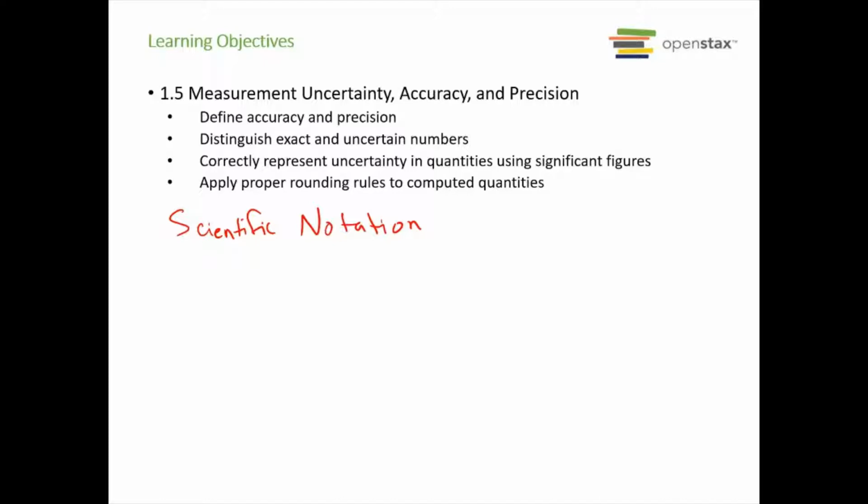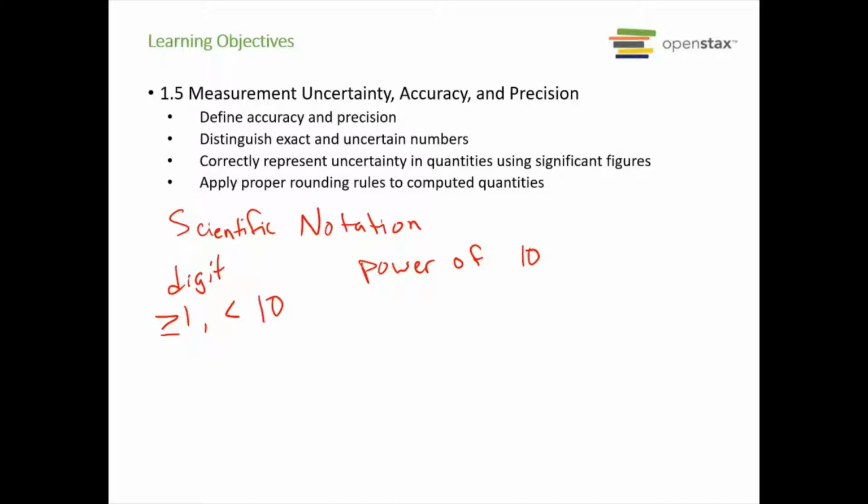You have the main number. You have your digit, which is greater than or equal to 1 but less than 10. So basically 1 to 9. And then you have your power of 10. So what we do with scientific notation is you have your digit and you multiply it by however many powers of 10 to get the number you're trying to represent.